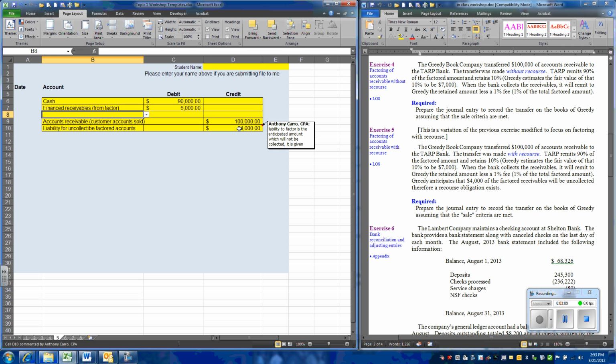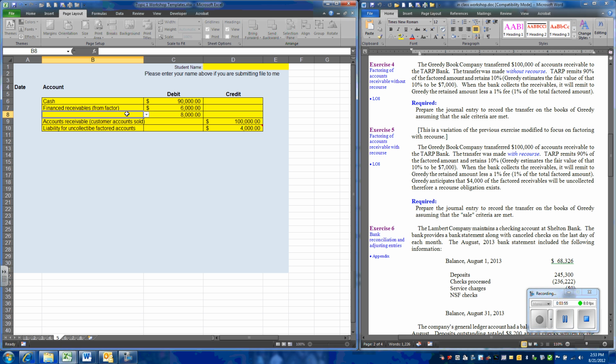We also believe we have this liability, the anticipated amount that will not be collected on the receivable, and we will have to make it up to the bank. Notice that the cash plus the finance receivable plus the liability equals $100,000. So we're responsible for the $4,000 that will not be collected. So in order to balance this now, we have $96,000 in debits. We have credits of $104,000. We need a debit of $8,000.